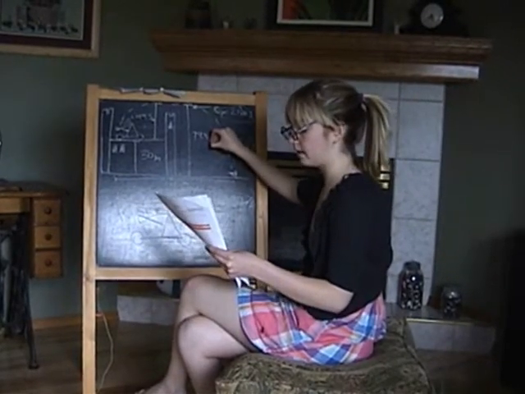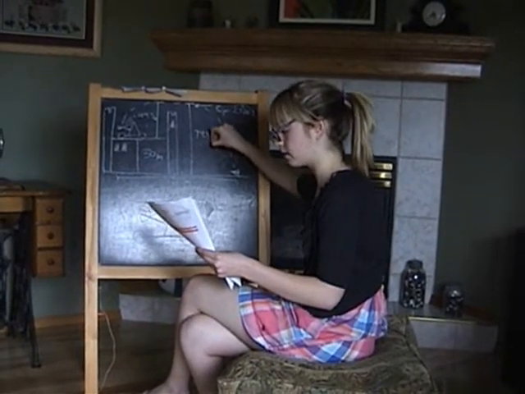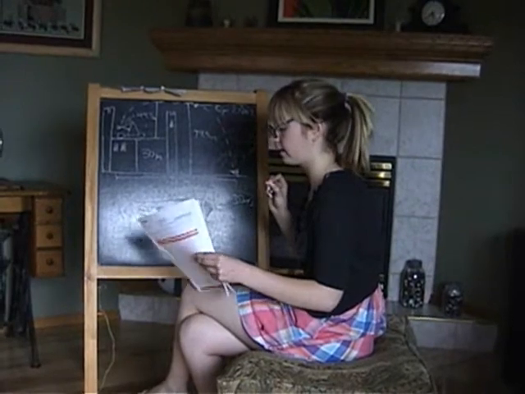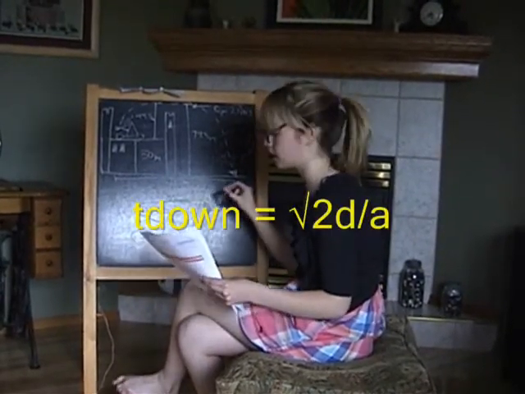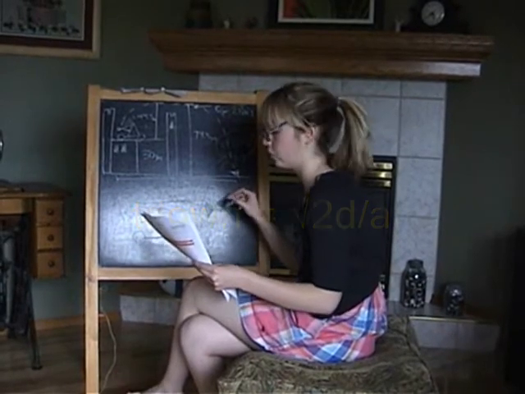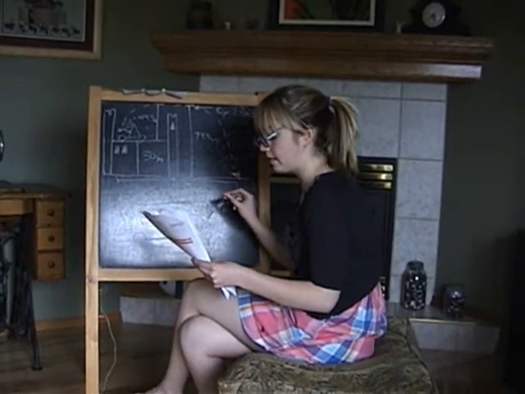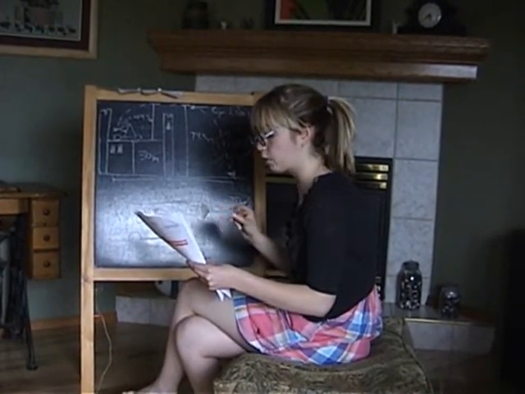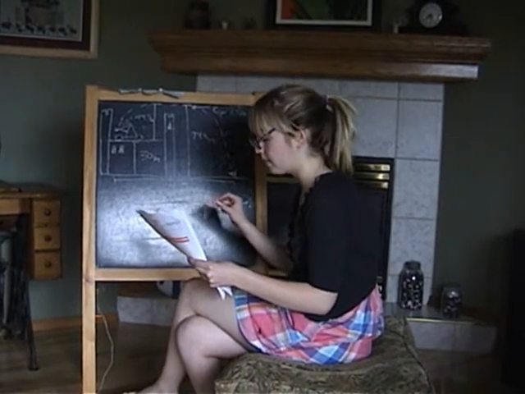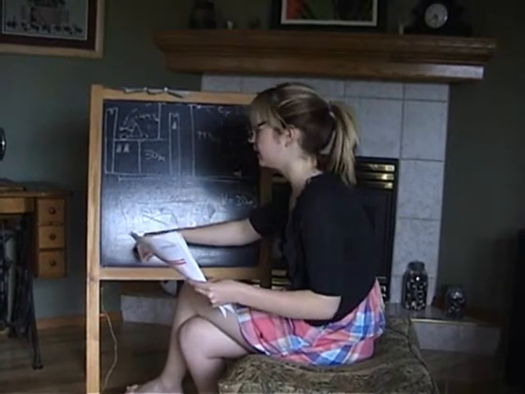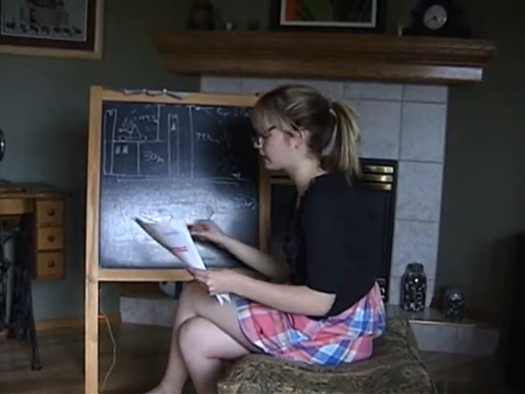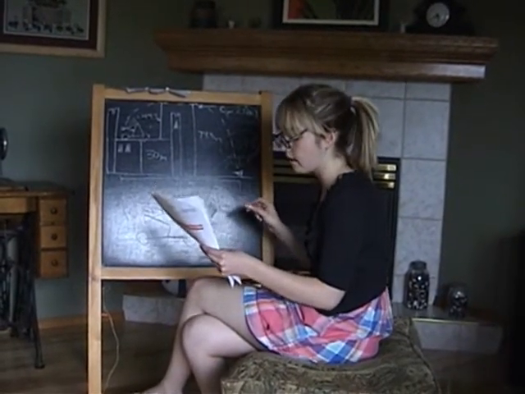Once we have been able to calculate our different distances, we can calculate our time down. Our time down is done by the square root of 2d over a, which in the end gives us a time of 3.9 seconds. We add the time up and the time down together to get our total time, which gives us 6.9 seconds.